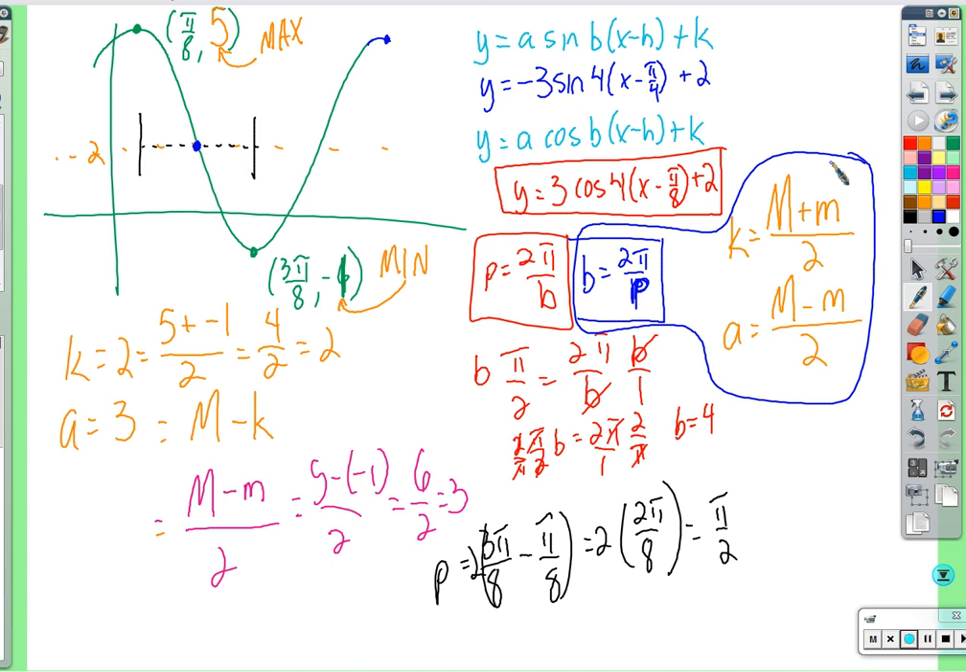Infinite combinations. I'm going to leave it up. And I'm going to give you a couple of points, a maximum and a minimum, and let you take a shot at it.